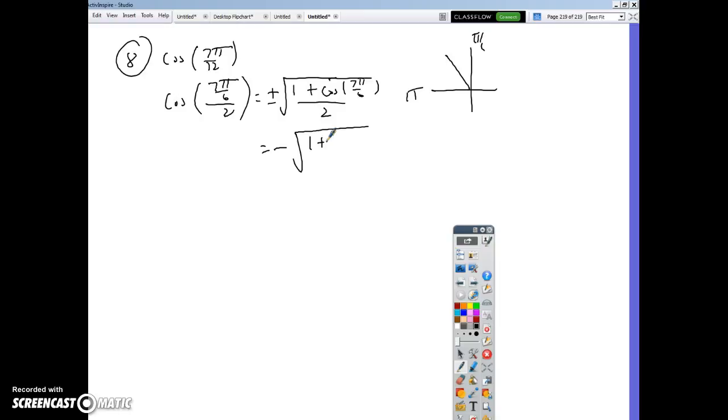All right, cosine of 7 pi over 6 is in the third quadrant. It's 30 degrees, so what would my cosine be? Root 3 over 2. Is it negative or positive? We're in the third quadrant. Positive. Negative. Negative. Okay, sorry. So it's got to be negative. All right, so negative square root.